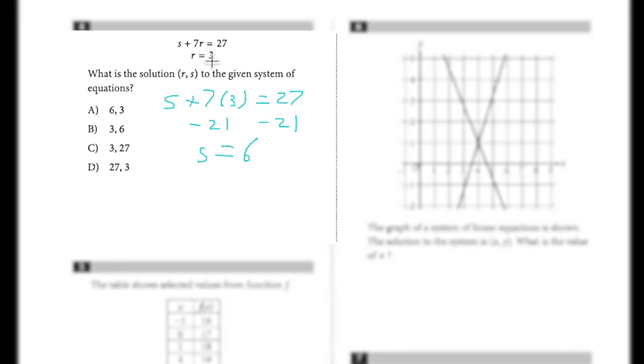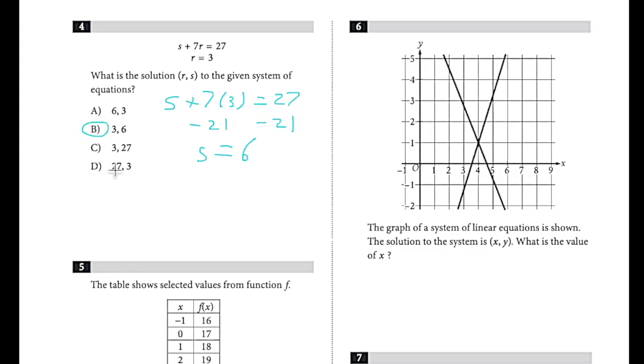Solution to the system of equations. So system of equations, you can certainly use your graphing calculator, but this one is so easy. It's early on. It's telling us what R is. We just have to plug R in. Basically, we're just going to plug in that 3 for R. S plus 7 times 3 equals 27. 7 times 3 is 21. S, and let's actually subtract that 21 from both sides. S equals 6. And then it says the solution is RS. They already told us R is 3, so 3, 6.